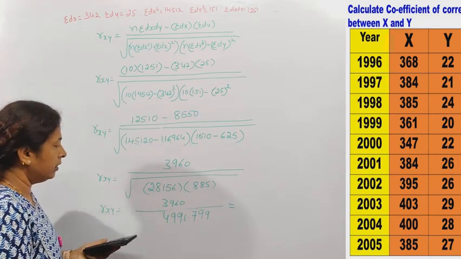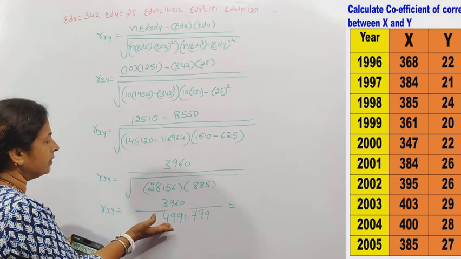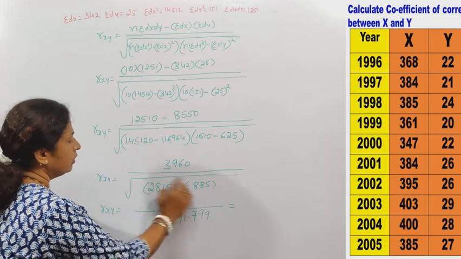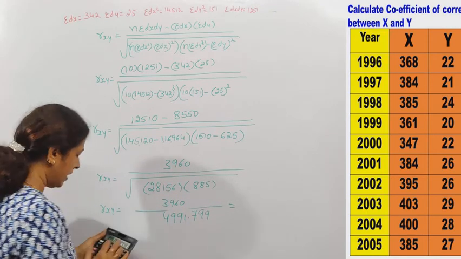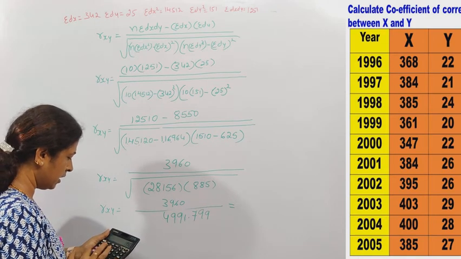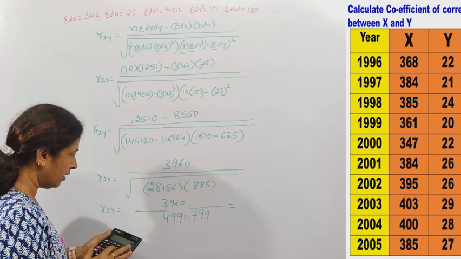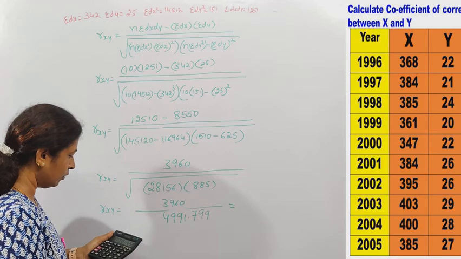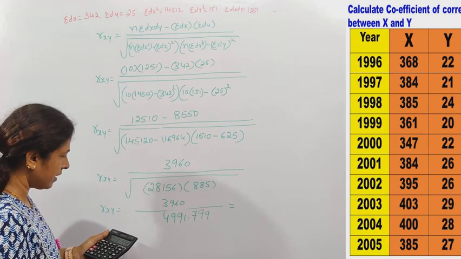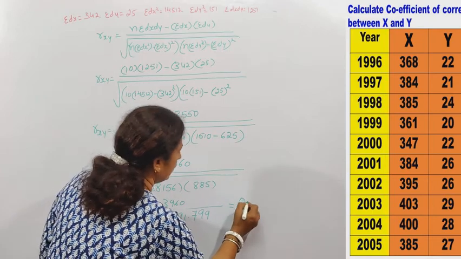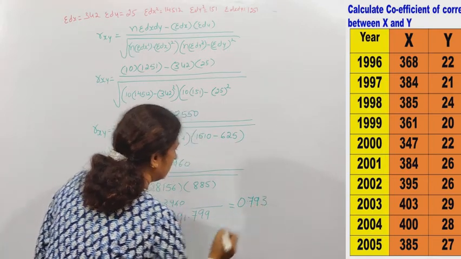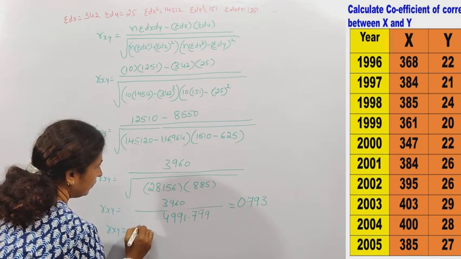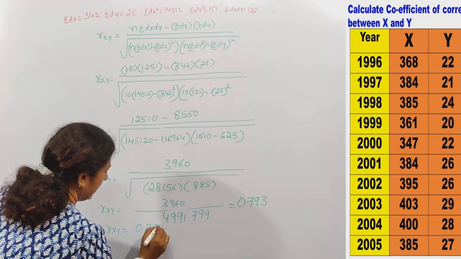So I hope now you got an idea about what I did here. I just multiplied these two numbers and pressed root. So I removed the root here, and the next step is 3960 divided by 4,991.799, which is equal to 0.793. Okay. So Rxy is equal to 0.793.